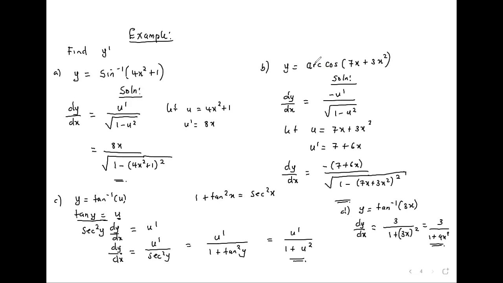Sir, so for question D, you don't say 3 by 2, but 3 squared. Yeah, 3 squared. This is u squared. So you square the 3. You get 9.